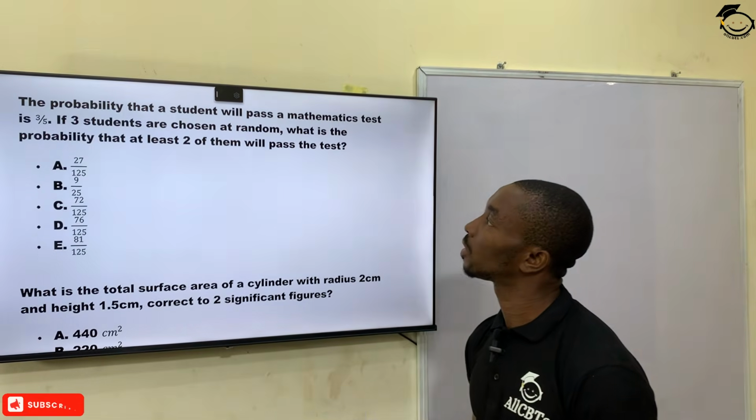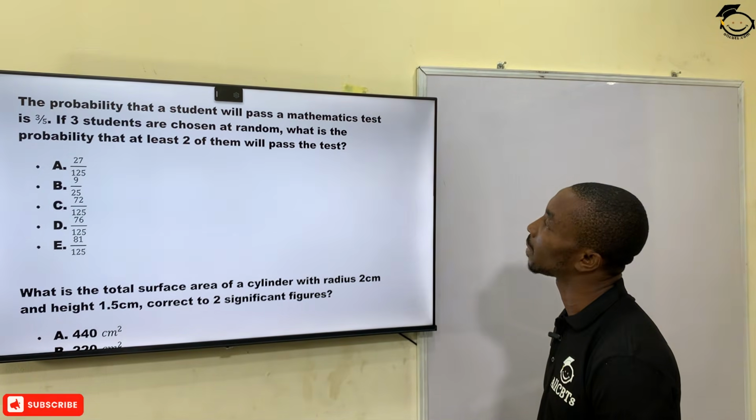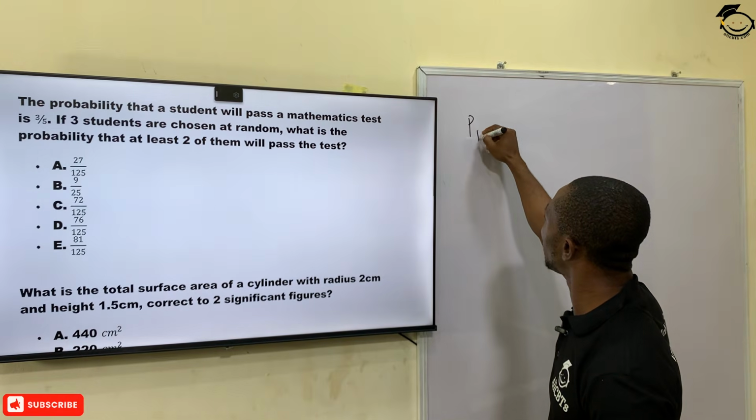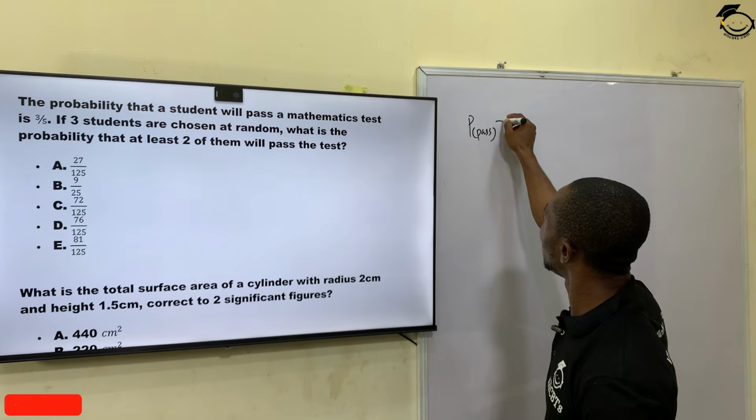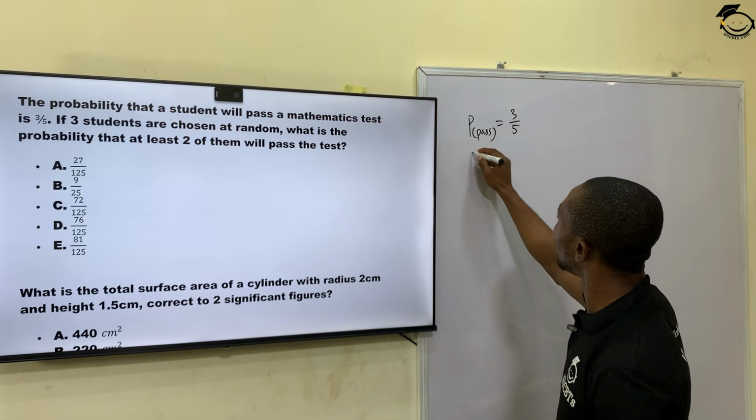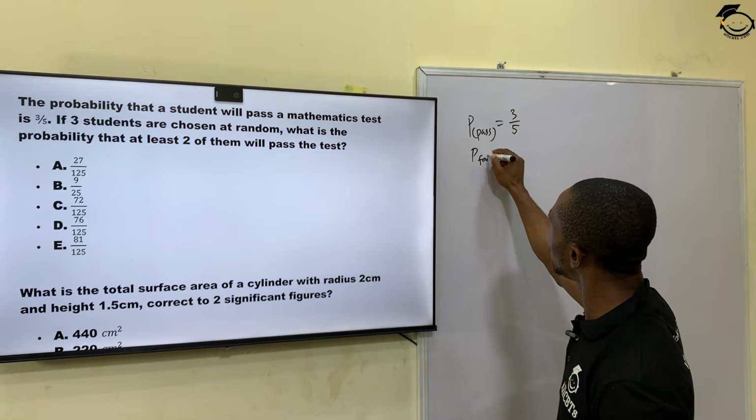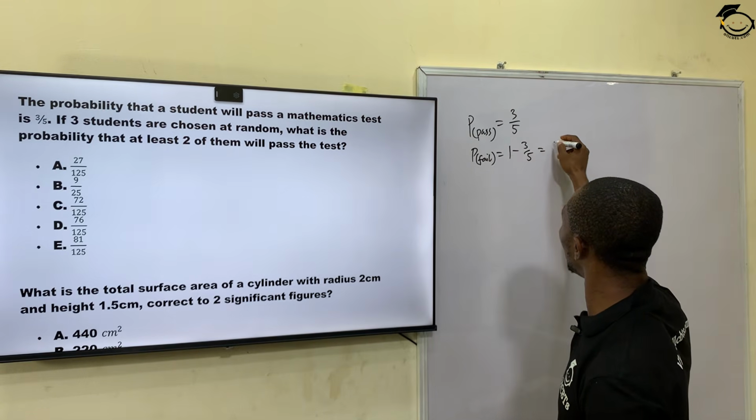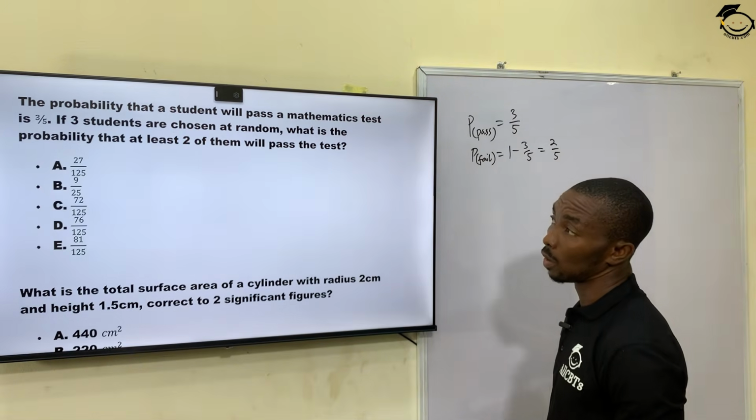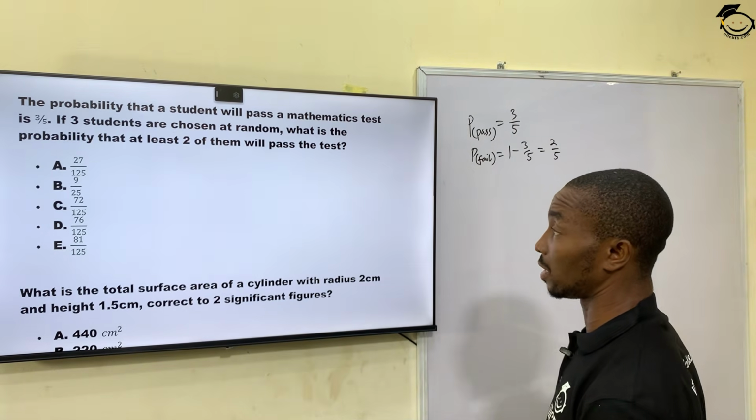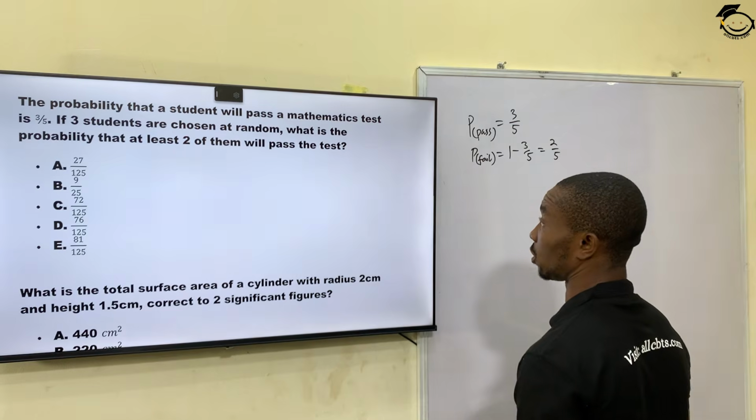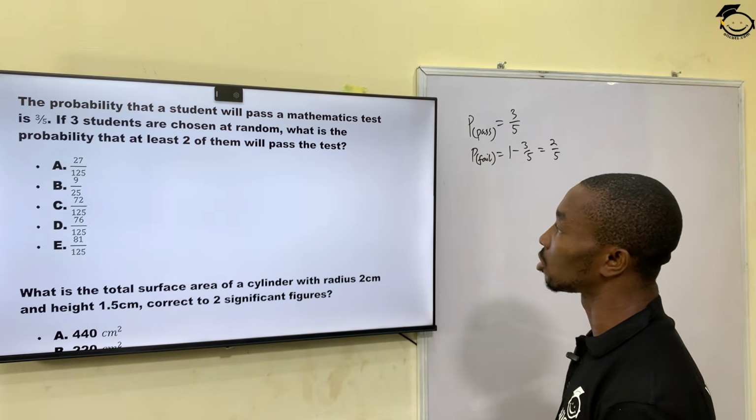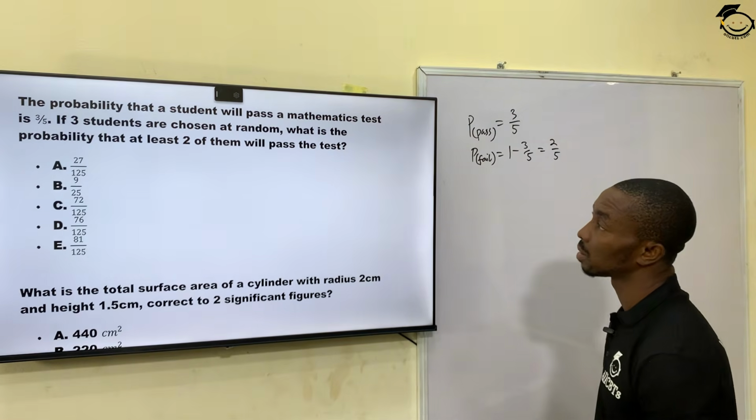The probability that a student will pass a mathematics test is 3 over 5. So that means the probability of pass is 3 over 5, and probability of fail would be 1 minus 3 over 5, which will give us 2 over 5. Now, the next line says if 3 students are chosen at random, what is the probability that at least 2 of them would pass the test?